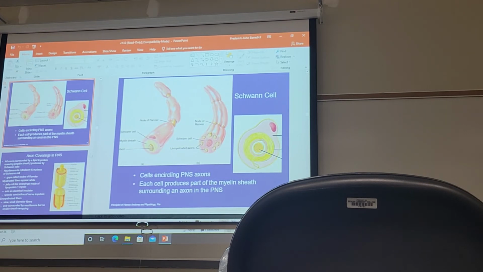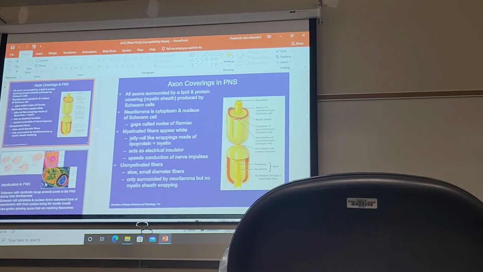Yes. Okay, so when we're looking at it, it could look like this. Notice in this, we see the node of Ranvier towards the middle of those two cells that are surrounding the axon. And as they described it, it looks like a jelly roll.